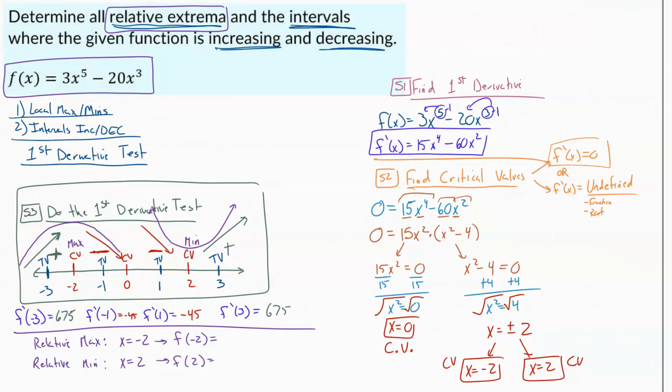So plugging in -2 to this equation, you would get out of that 64. Plugging in 2 to this same equation, you would get out -64. So you've got a relative max of 64, and it occurs at x equals -2. You've got a relative min of -64, and it occurs at x equals 2. So we've answered the first part of the question, where do we have relative maxes and relative mins?